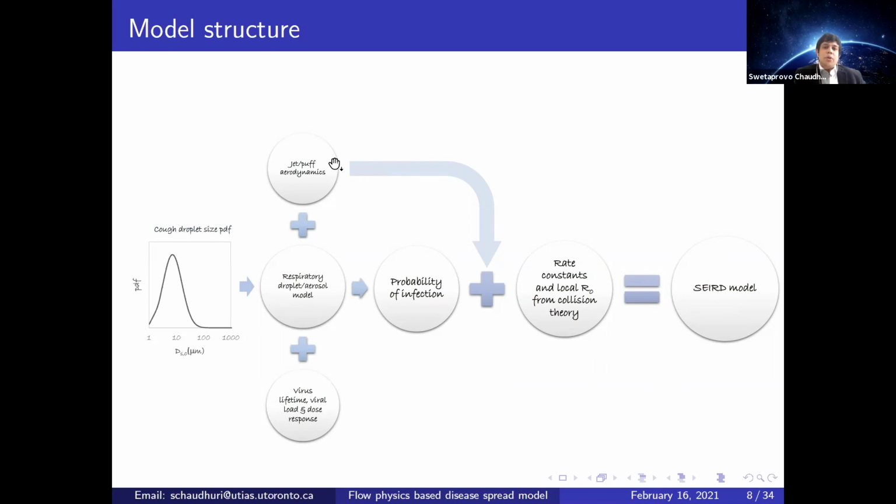Now, what I will do in the following is bring in these individual models, jet puff aerodynamics, respiratory droplet model, and the virus half-life, etc. Please feel free to look into the papers for a detailed description of these. But I'll focus more on how to derive the probability of infection and how to derive the rate constants from the collision theory. But first I will discuss these models quickly, and then focus on these in greater detail.